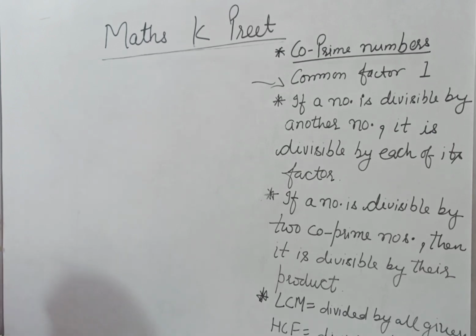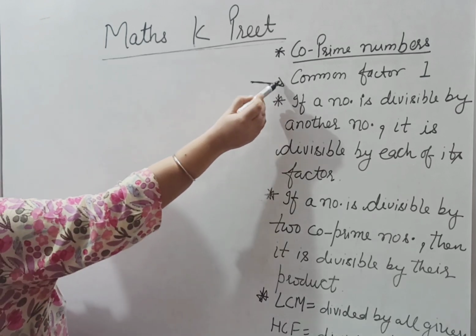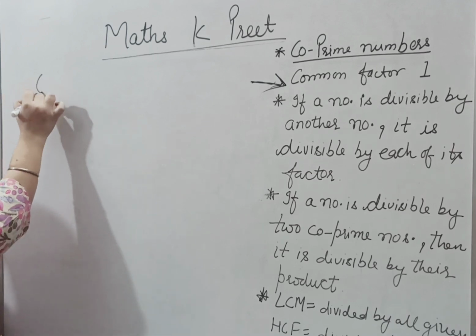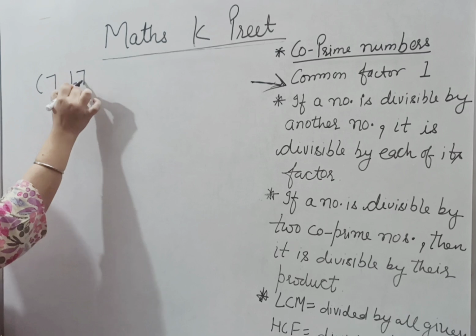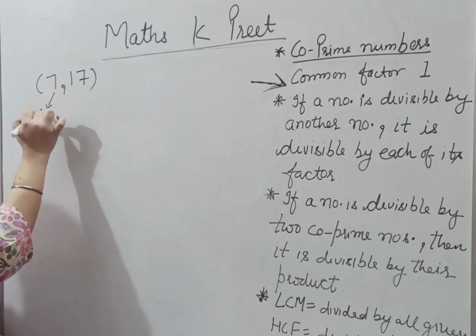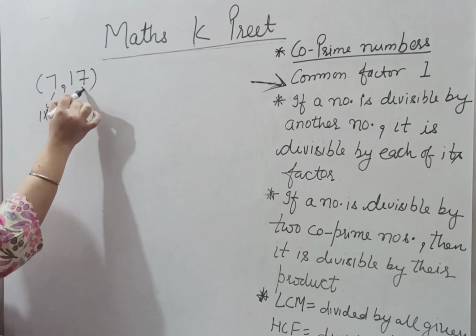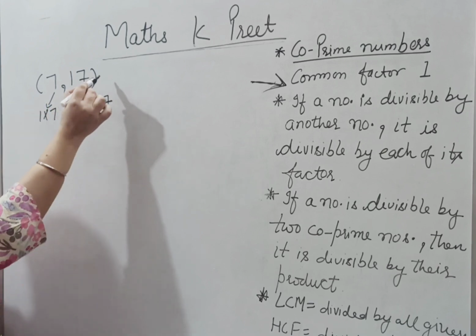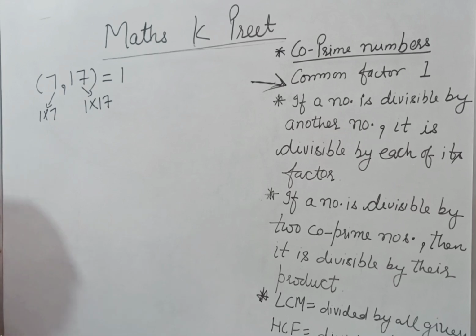So let's start with today's topic, co-prime numbers. What are co-prime numbers? Any two numbers that have 1 as their only common factor are known as co-prime numbers. For example, let's take 7 and 17. The factors of 7 are 1 and 7, and the factors of 17 are 1 and 17. So only 1 is the common factor here, so these two are co-prime numbers.